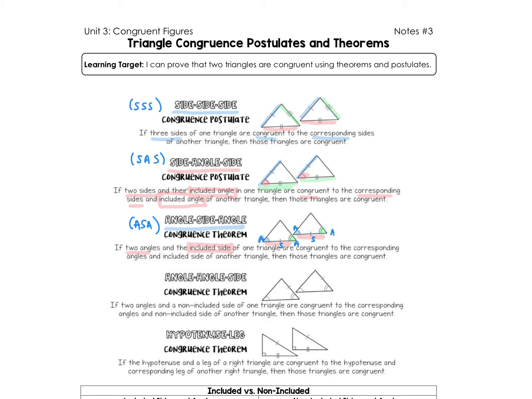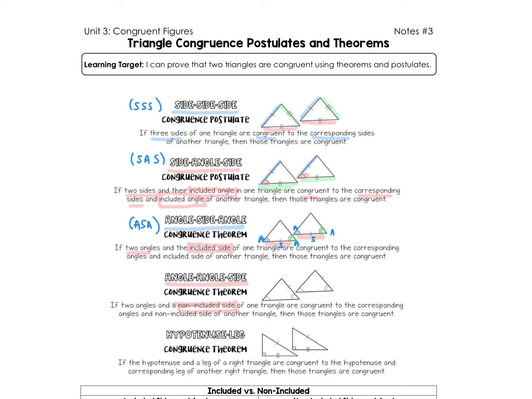All right, and our fourth method, it's called the angle, angle, side theorem. And again, that speaks to the order in which these items will appear in the picture. It says if two angles and a non-included side, so it can't be the side in between the two angles. So if two angles and a non-included side of one triangle are congruent to the corresponding angles and non-included side of another triangle, then those triangles are congruent.